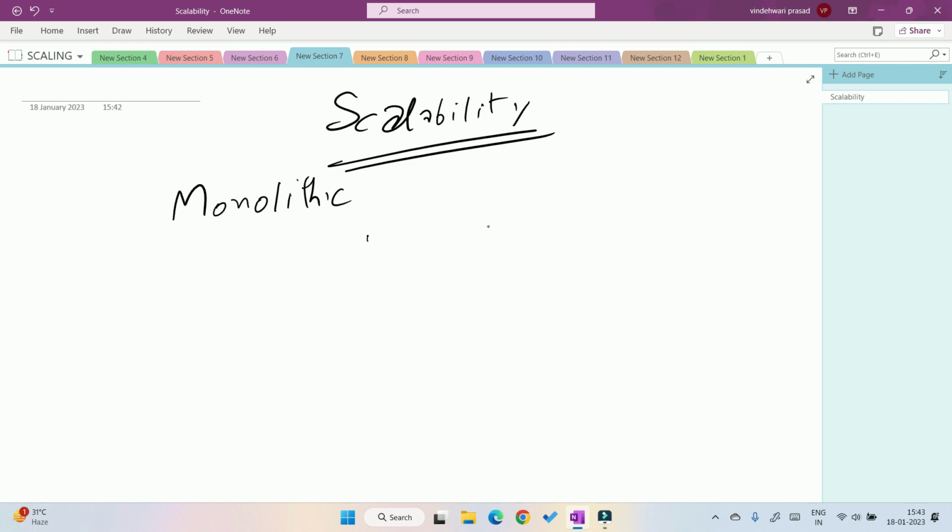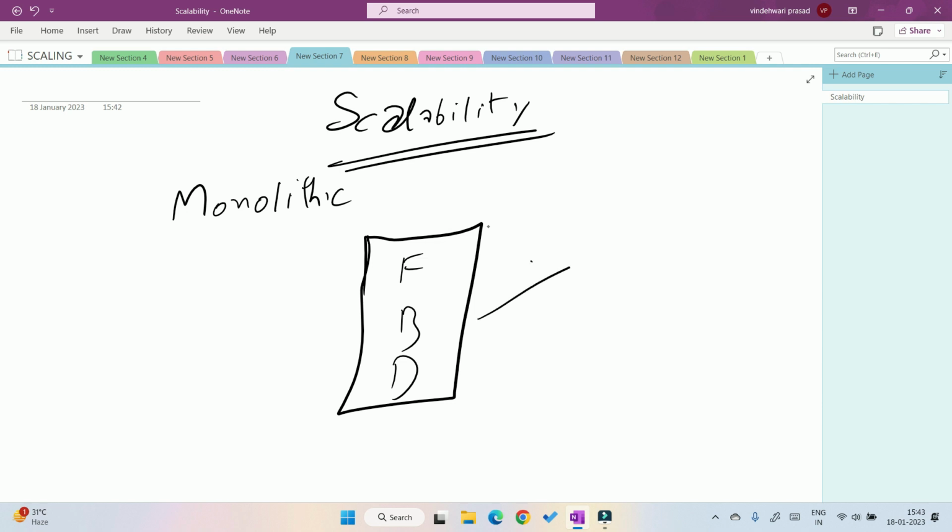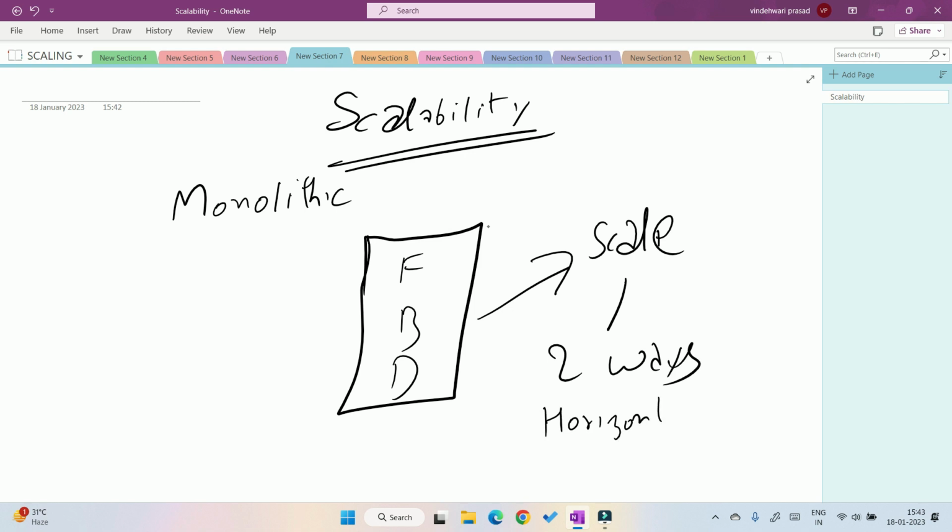Let me revise. Monolithic systems are those in which front-end, back-end and database are all together present in a single machine, single code base, and they are deployed simultaneously. So to scale this system, we have two ways. First one is horizontal scaling, okay. Second one is vertical scaling, okay. So let us see each of them.